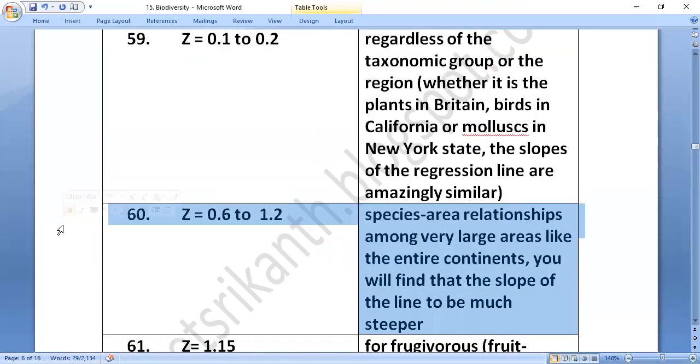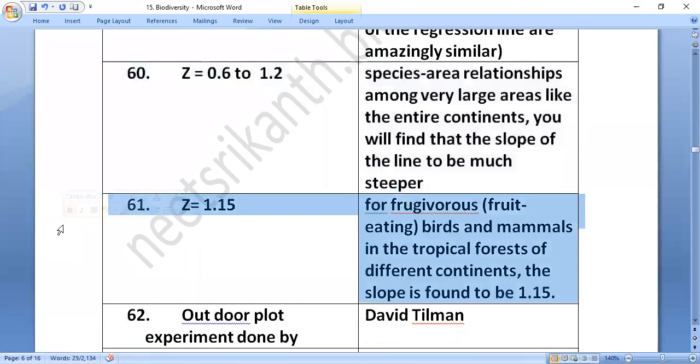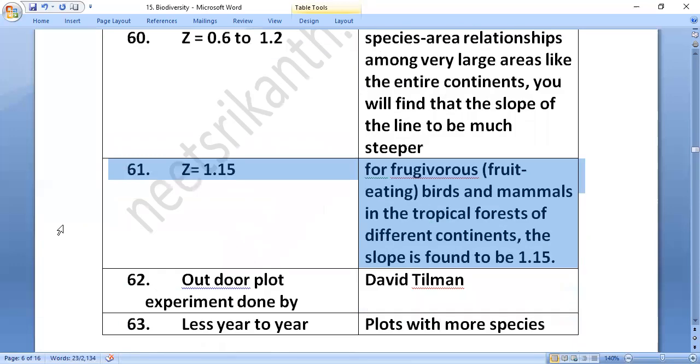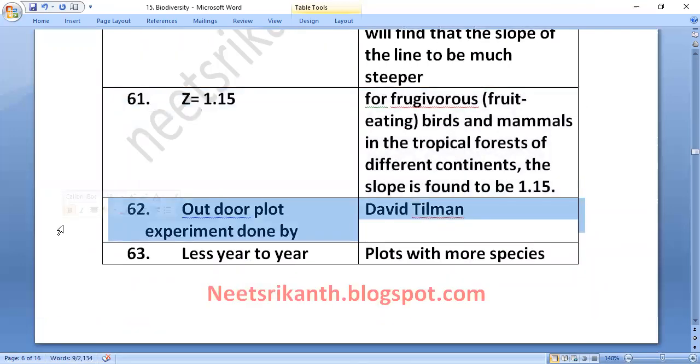Z equals 0.6 to 1.2 in species-area relationships among very large areas like entire continents. If we take an entire continent, the slope of the line is much steeper. Z equals 1.15 for frugivorous birds and mammals in the tropical forests of different continents. Next, the outdoor plant experiment done by David Tilman.